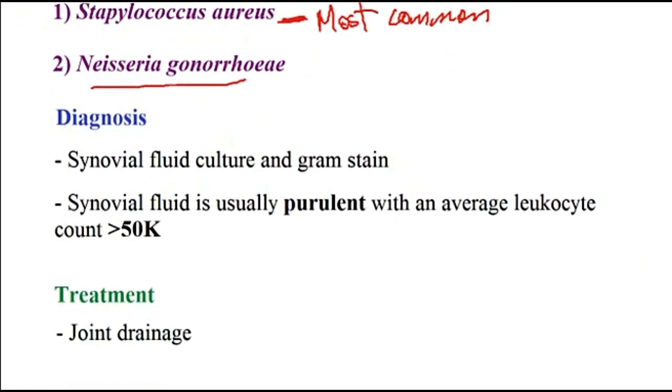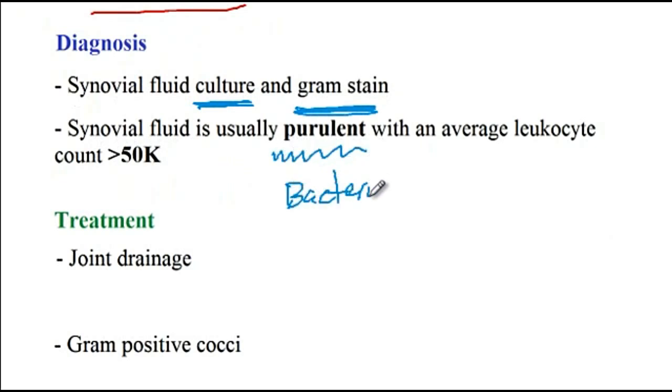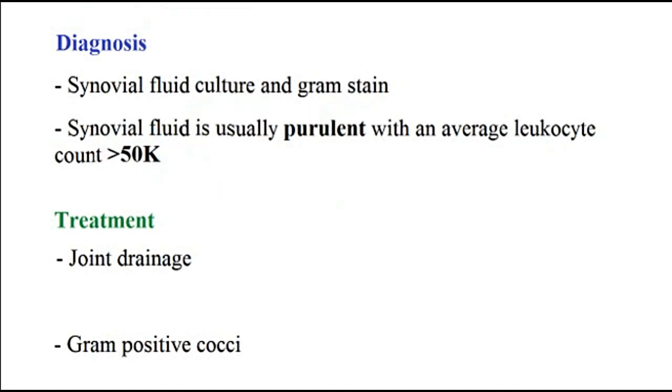And then for the diagnosis, you could consider analysis of the synovial fluid. So you could start with the synovial culture as well as the Gram stain, and then if you analyze the synovial fluid, you can see that it could be purulent, which suggests the presence of the bacteria. And then again, as I mentioned earlier, the average leukocyte count in patients with septic arthritis would be more than 50,000. Now, for the treatment of patients with septic arthritis, you should consider joint drainage.